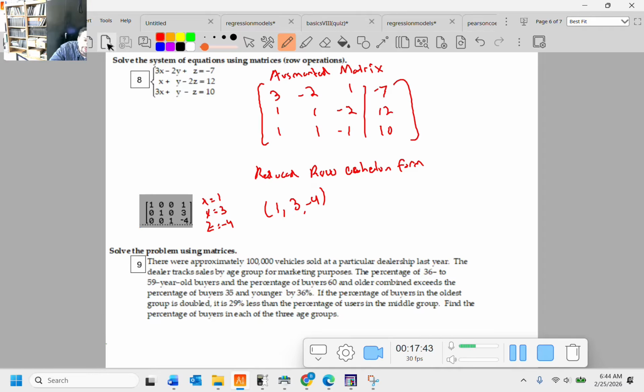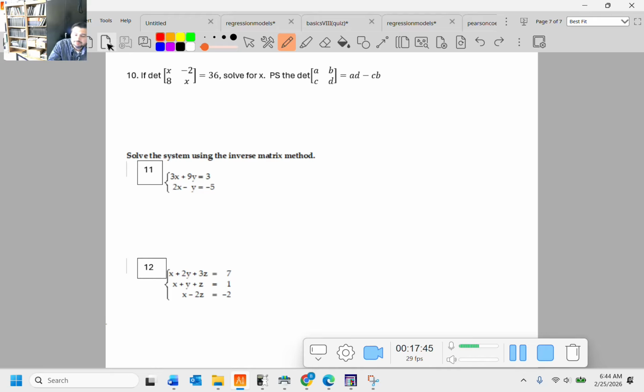For some of you, you'll just write answers and be like, I am a genius, Milbrath. I didn't need to do any work. Then I won't give you any credit for it. All right, solve the system using the inverse method. Okay, the inverse method.